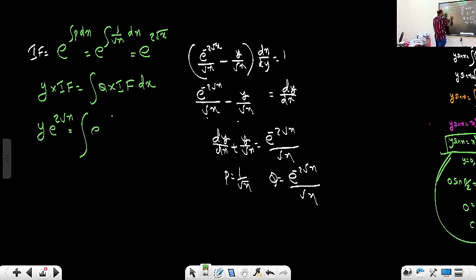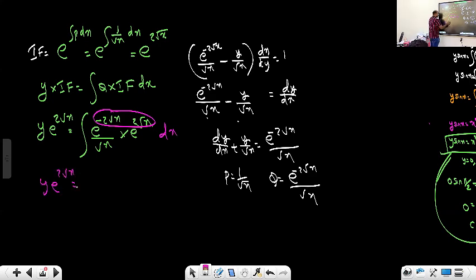e raised to minus 2 root x. Now, can you tell me what is e raised to minus 2 root x, e raised to 2 root x, e raised to 0? 1. What is e raised to 0? 1. Is it a raised to m into a raised to n, a raised to m? That is easy. What do you got?